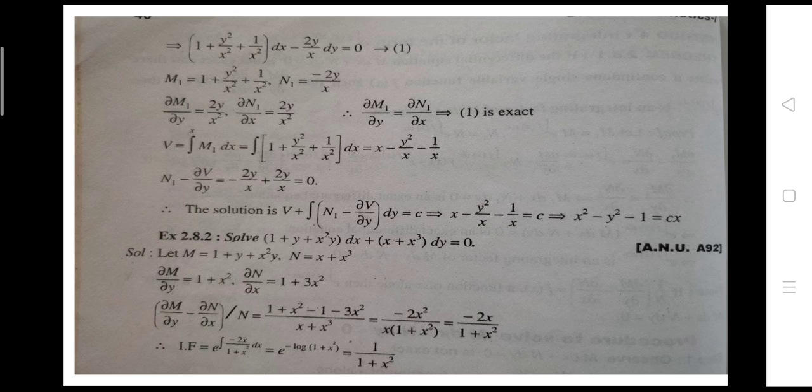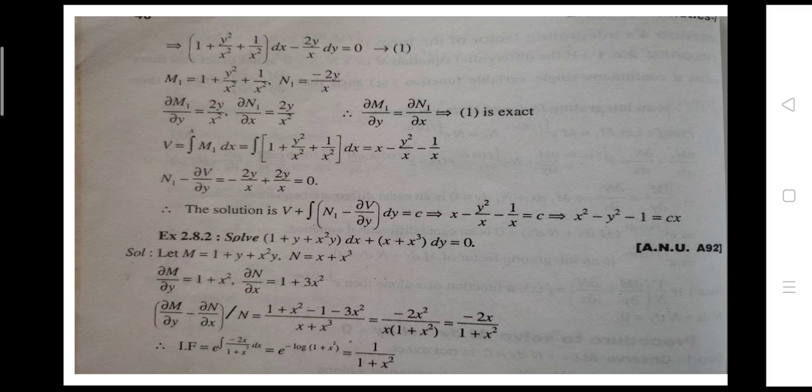Now we need to find n1 minus ∂v/∂y. We know n1, and we differentiate v with respect to y, that is ∂v/∂y. So n1 minus ∂v/∂y is equal to minus 2y by x plus 2y by x, which is equal to 0. Therefore the general solution is v plus the integral of (n1 minus ∂v/∂y) dy is equal to c.